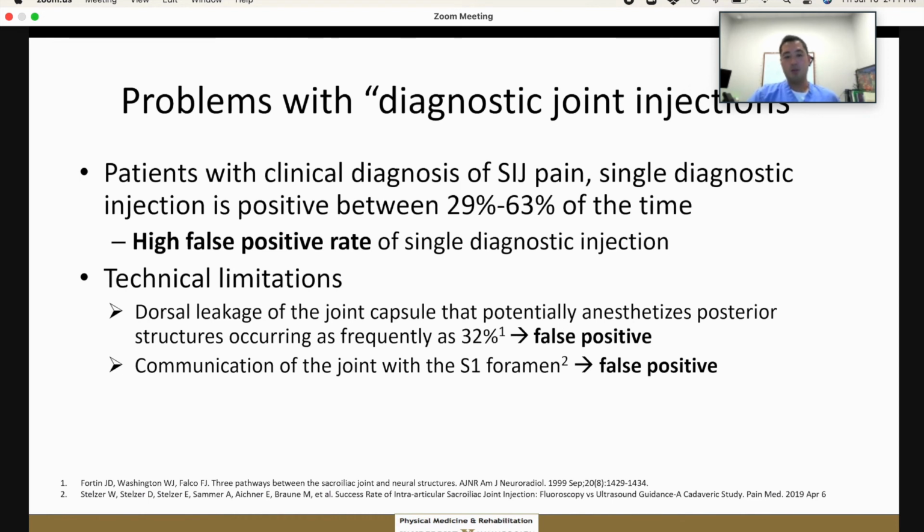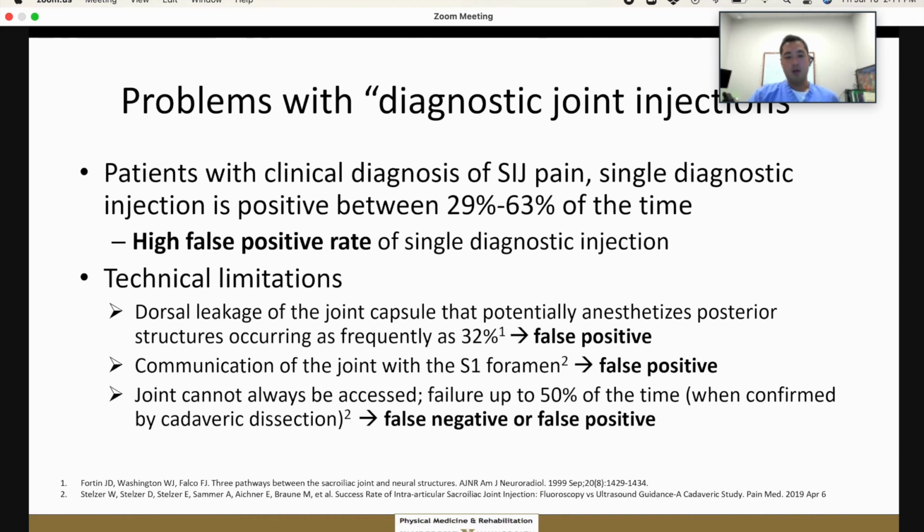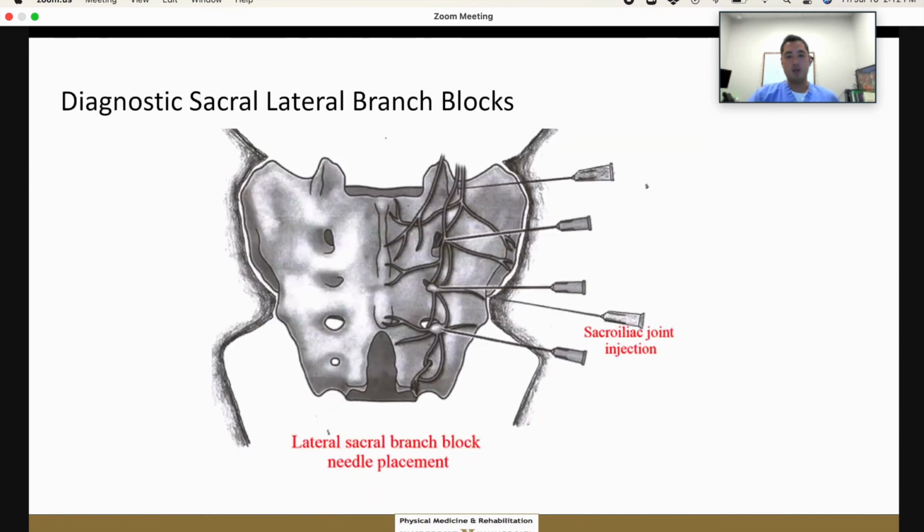Sometimes the joint communicates with the S1 foramen, and that can also lead to a false positive. And sometimes you just can't access the joint. That can also lead to a false positive, when you think you're in the joint itself, but the needle is really parked outside of the joint. And so, again, we can't assume that all pain is just from the joint itself. That's really my bottom line with this, is that pain can arise from outside the sacroiliac joint itself.